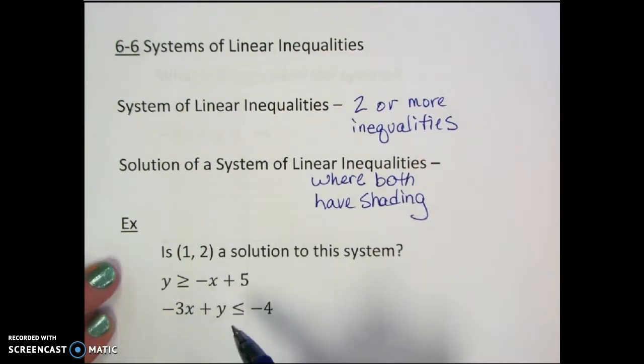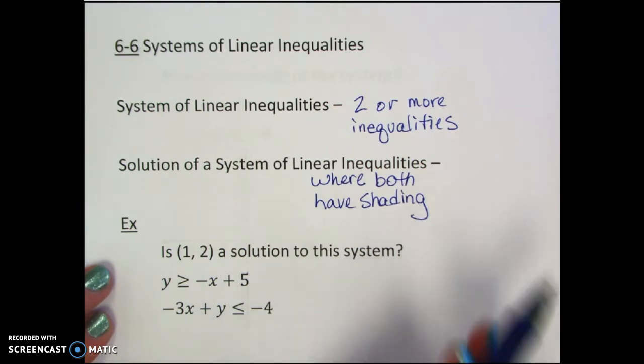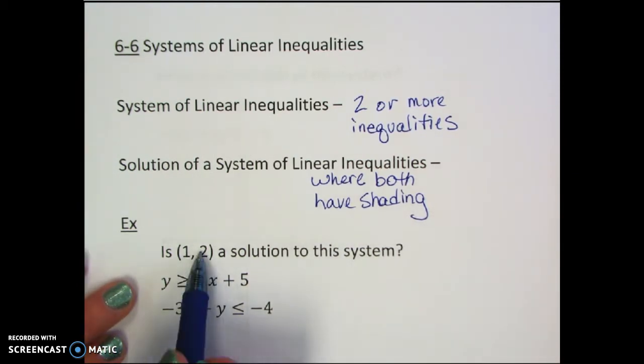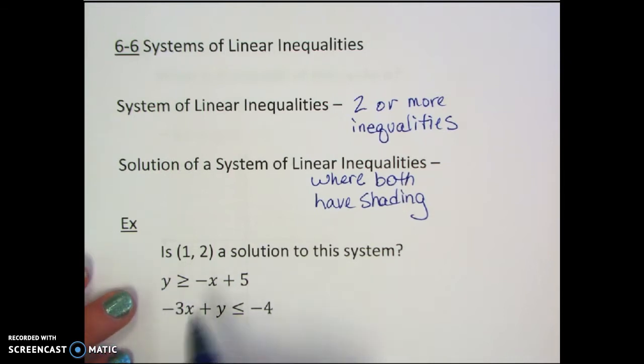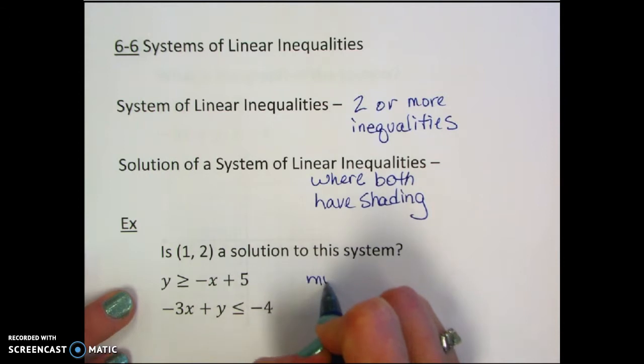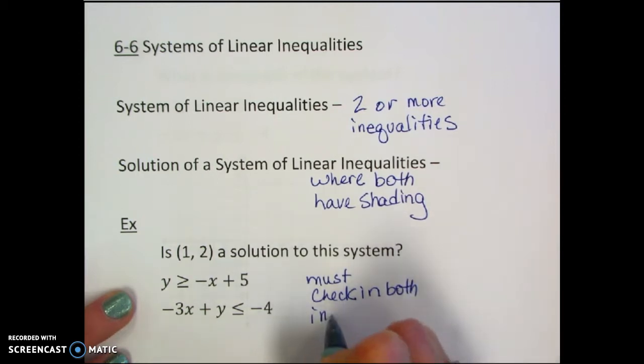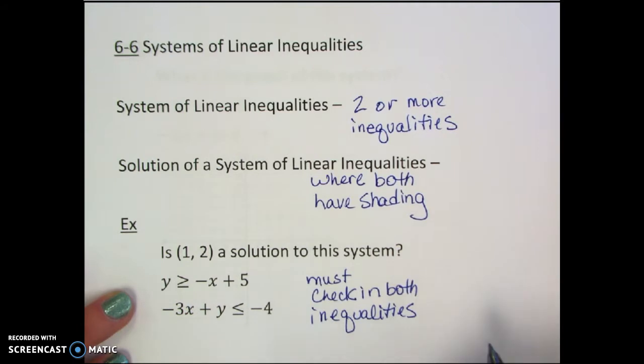Sometimes we're checking to see if a coordinate works as a solution to a system. If you're checking this point, you put 1 in for x and 2 in for y, and you have to check it in both inequalities. Or if there's 3, you must check it in all 3.